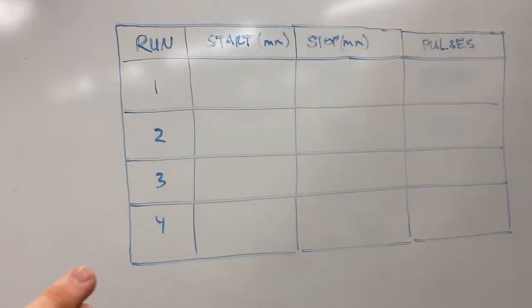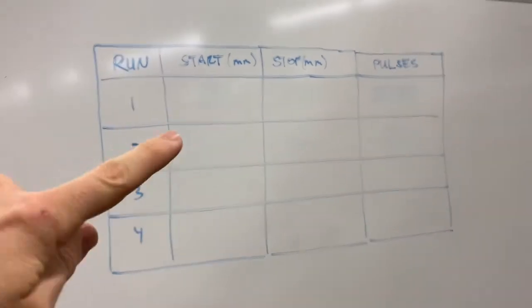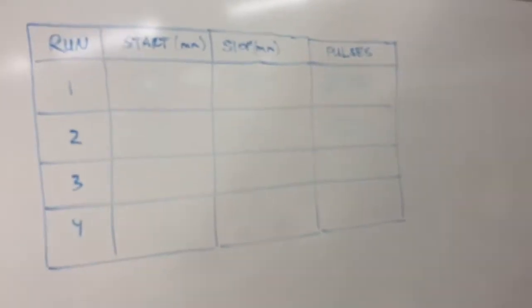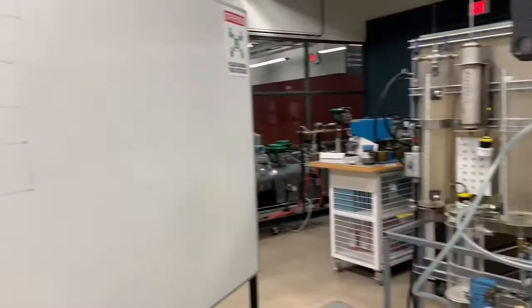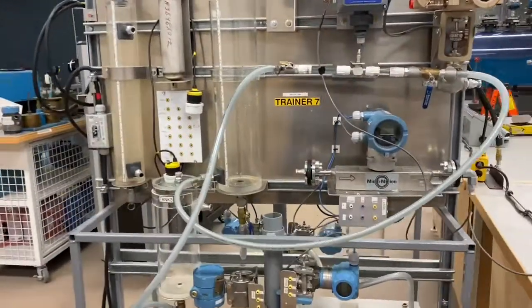So I've got a table drawn up here on this whiteboard so I can record all those values, the start, stop, and the pulses. So I'll go ahead and get this thing ready. I'm going to turn on the pump. I'm going to put a little bit of liquid in here.